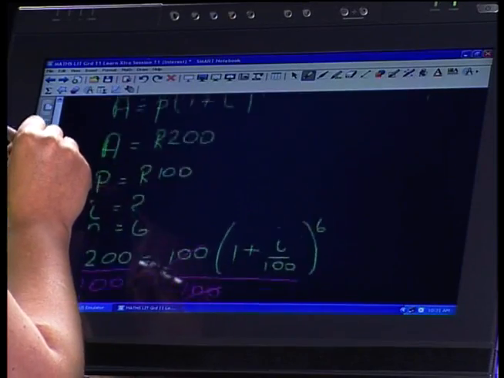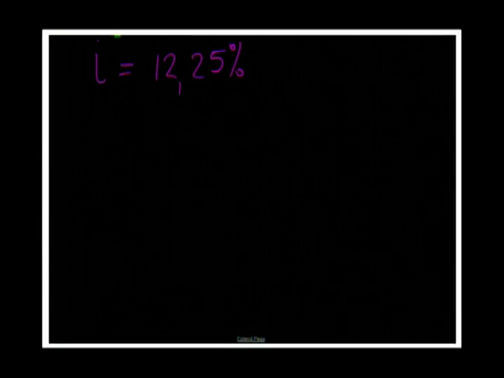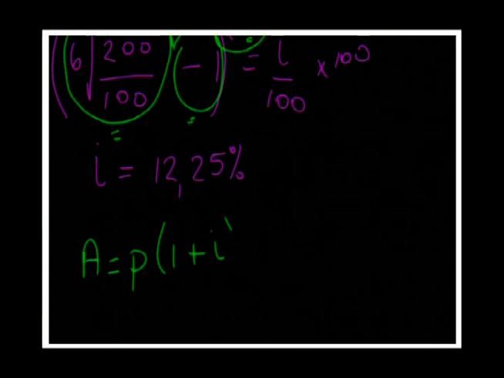Right. Have we answered the question? It says determine the compound interest rate per annum in order for money to double in value over a period of 6 years. I have done that. If you'd like, you can actually at this point go and double check to see that you are correct. So how would we double check? Well, we'll take our simplest form of the equation, which is basically calculating A.